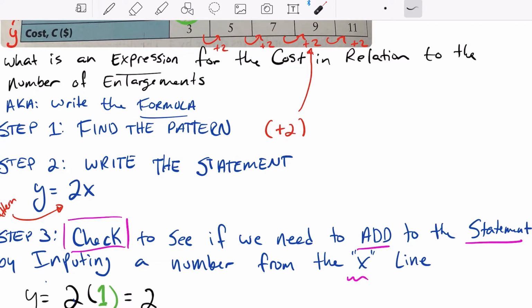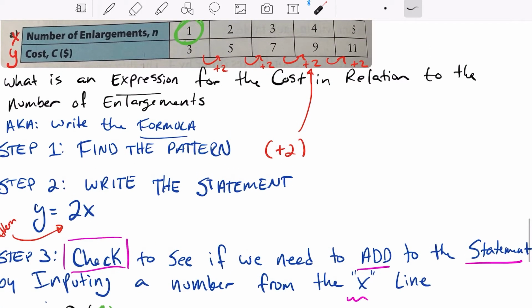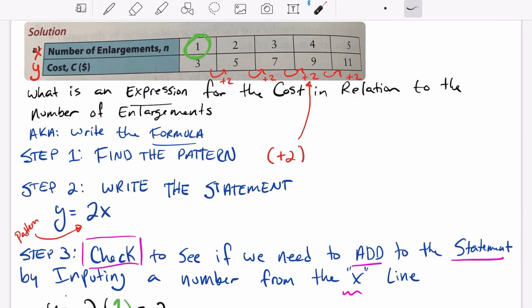Step 3, check to see if we need to add to the statement by interpreting a number from the x line. You guys, this is where I want to say that what's happening is sometimes the graph y equals 2x is not enough. It's not the actual formula.